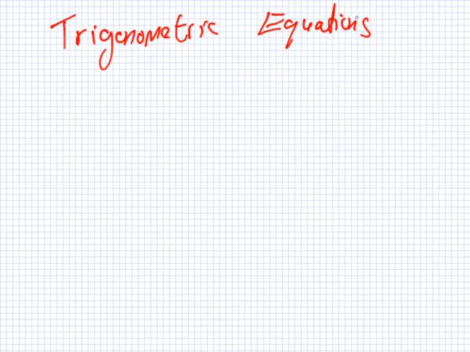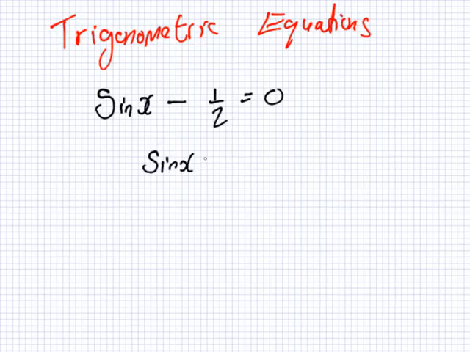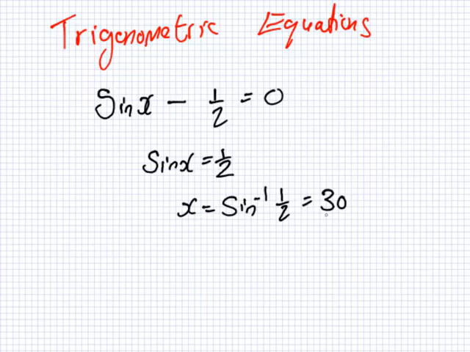So let me give you a simple example to start with. Let's imagine we have an equation like this. Sine x minus a half equals 0. And you want to solve it. Well, you might think, okay, that's not too bad. I just have to say sine x equals a half. And then if I use my calculator, I can get x equals sine inverse a half, which is equal to 30. So what I want you to do on your calculator is type in sine 30 minus a half.